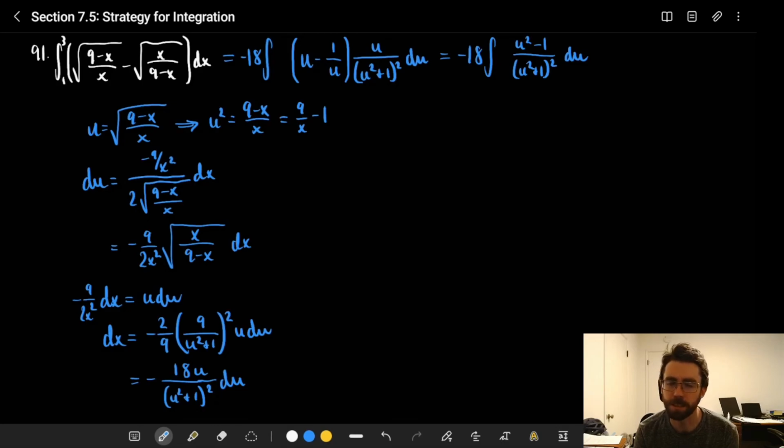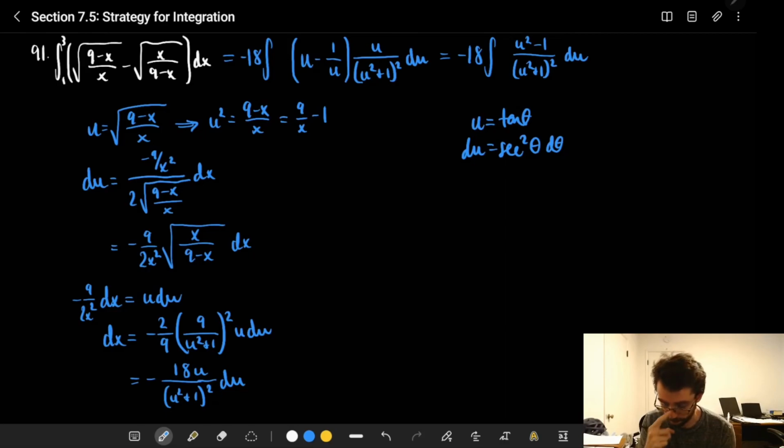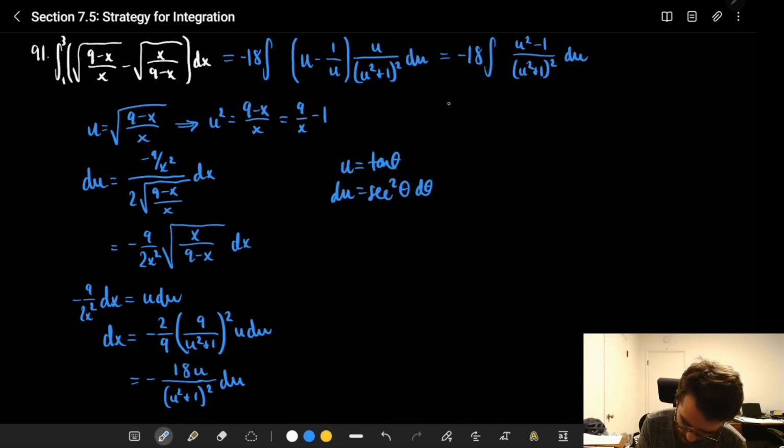Because it can't be a trig sub, can it? I mean, do we want to see? Do we want to say u is tan theta? du is secant squared theta d theta? I'm so excited to be done, but let's give it the time it deserves. This would be negative 18. Definitely don't know the bounds now. u squared minus 1 is tan squared minus 1, which isn't pretty.